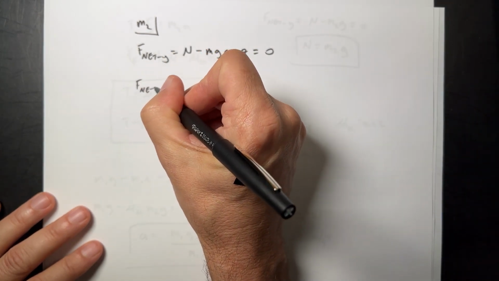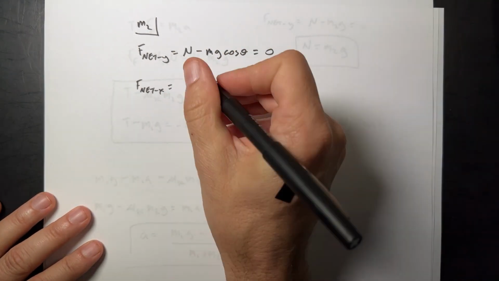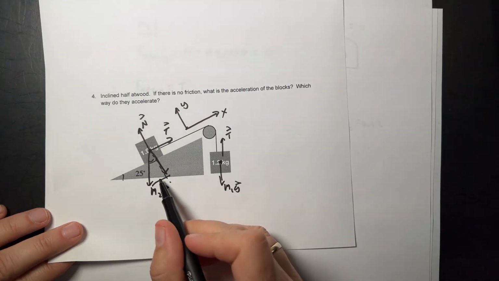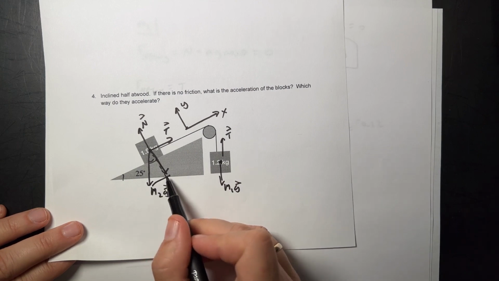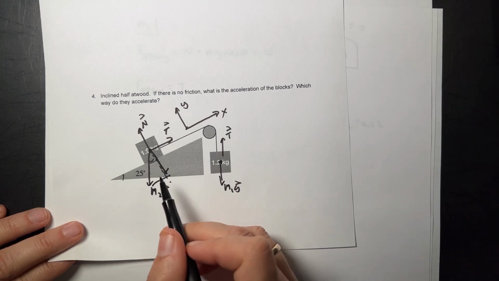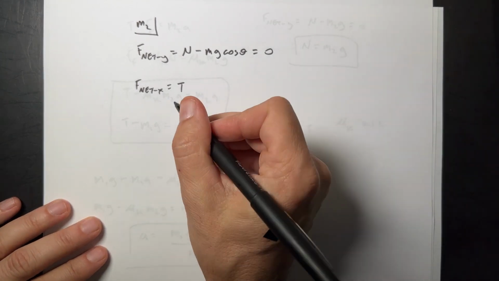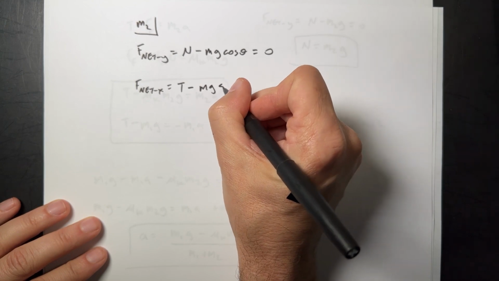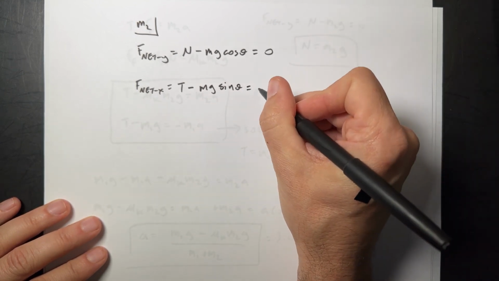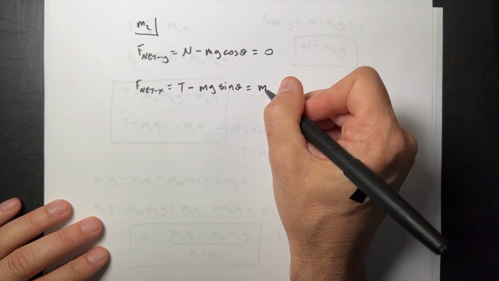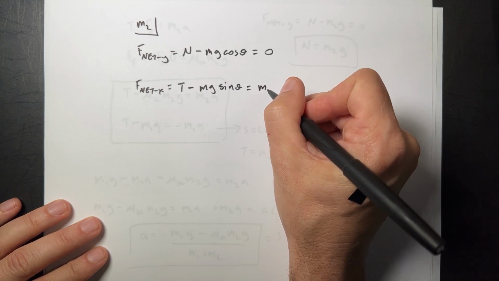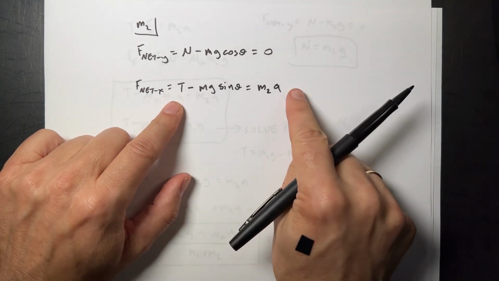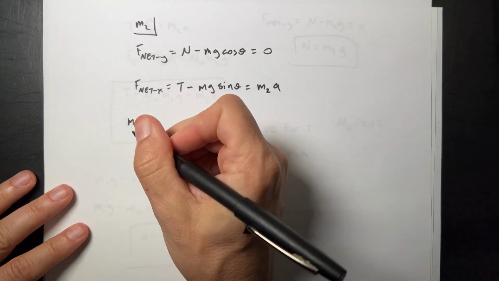F net x. Now in the x direction, I have the tension pulling in the x direction. And I have this component of the gravitational force. That's the opposite side of that triangle. So we're going to use sine, and it's in the negative direction. Negative mg sine theta. And that's going to equal m2, that was m2, right? I called that m2. m2a. Now, I don't know T. I don't know a. Now we can look at m1.